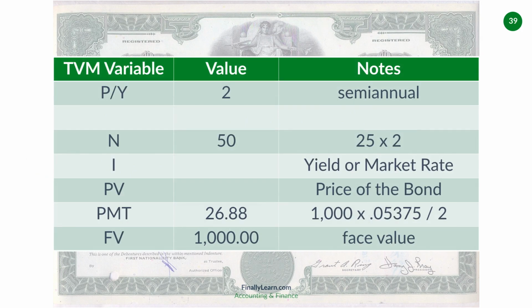So if you wanted to set this up, here's what we know. Periods per year is 2. It's a 25-year bond, so the number of periods would be 50. The payment would be $1,000 times 0.05375. 3/8 is 0.375. So 5 3/8 interest would be 0.05375 divided by 2. So $26.88. The face value is $1,000. So if you bought this bond, you would be receiving 50 payments of $26.88, and one payment at the end of $1,000.